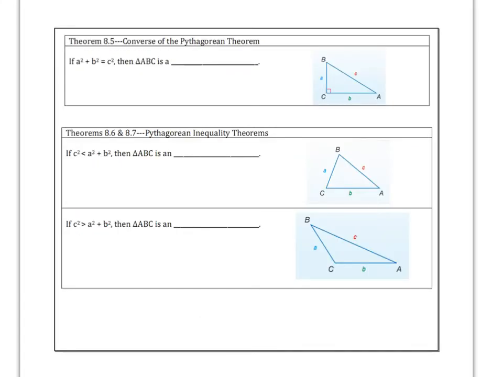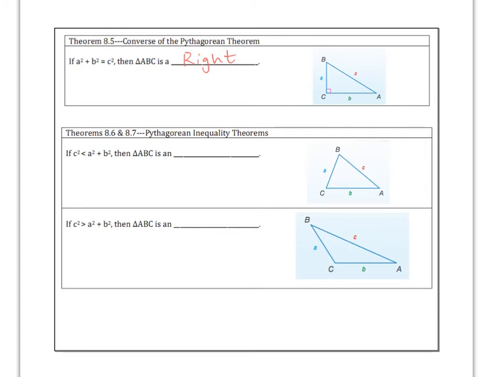So most of that should have seemed sort of familiar to you. We've done that stuff before. But now we're going to move on to something that's a little new. So remember, if you have a squared plus b squared and it equals c squared, then the triangle is going to be a right triangle. ABC will be a right triangle.